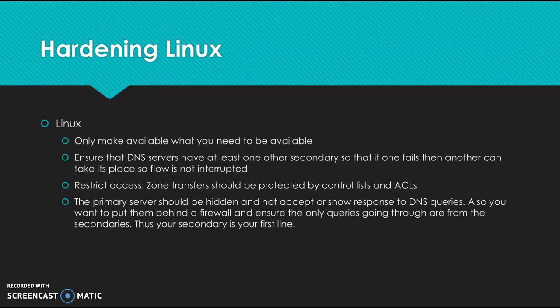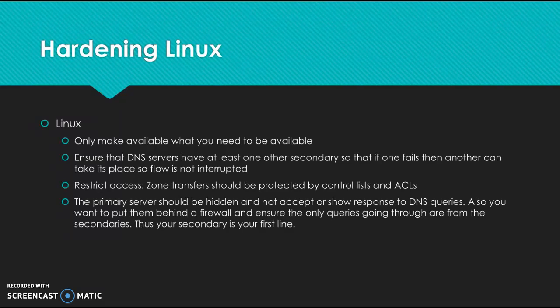So you're going to have your main server, and then you're going to have your secondary server. So if that one goes down, the other one can pick up what was left and continue on with the work. You want to restrict the access. So zone transfers should be protected by the control list and the ACLs. The primary server should be hidden and not respond to DNS queries. Also, you want to put them behind a firewall to ensure that the only queries going through are from the secondaries.